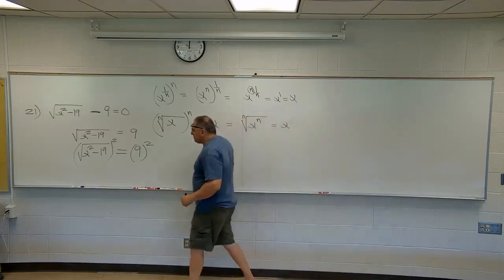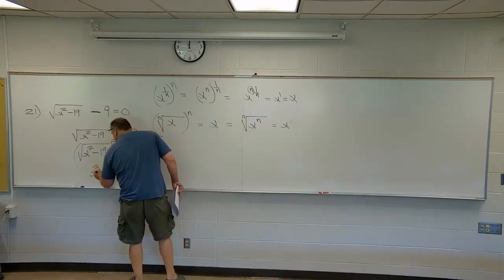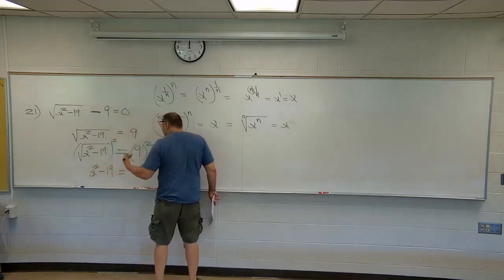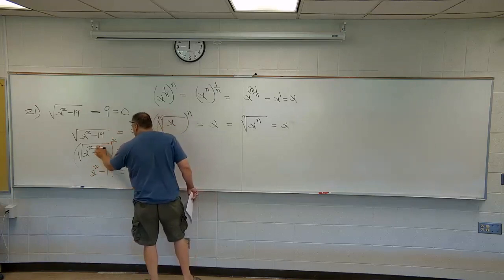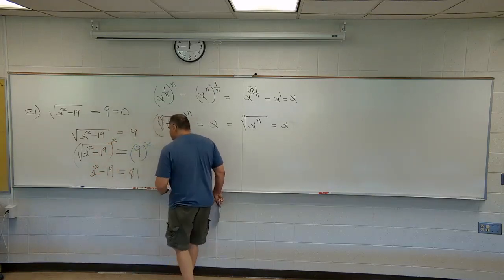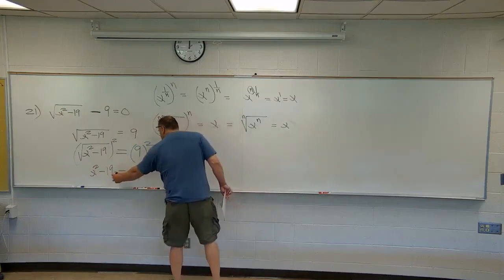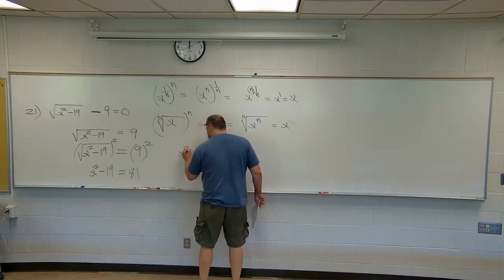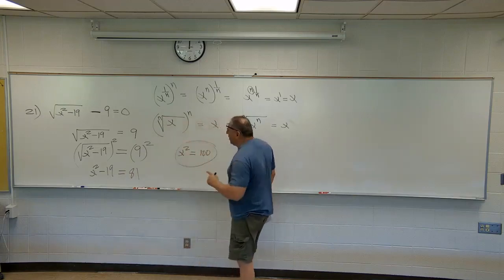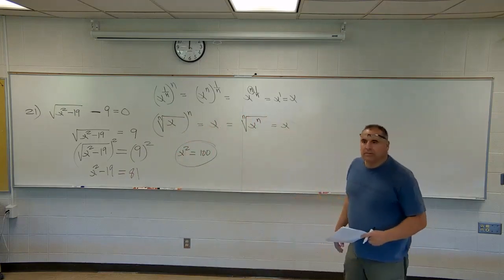So if you square a square rooted quantity, you get the original quantity. If you square this, you get that. Why don't you add 19 on each side? Okay. We're not done, but here you have to be extremely careful. You have to be extremely careful here.